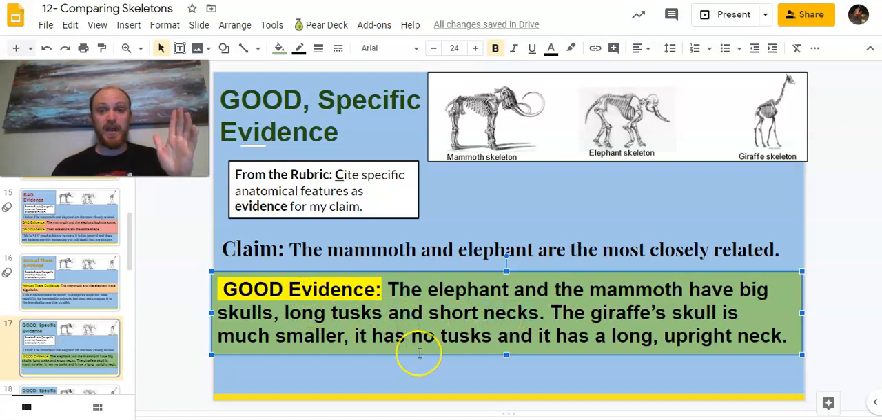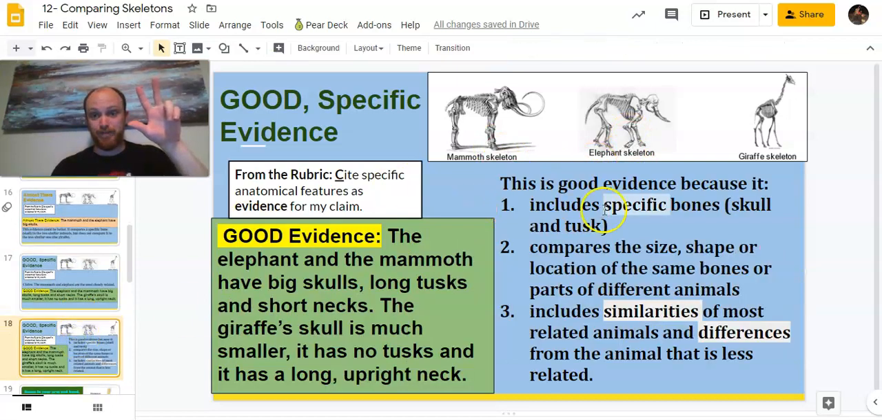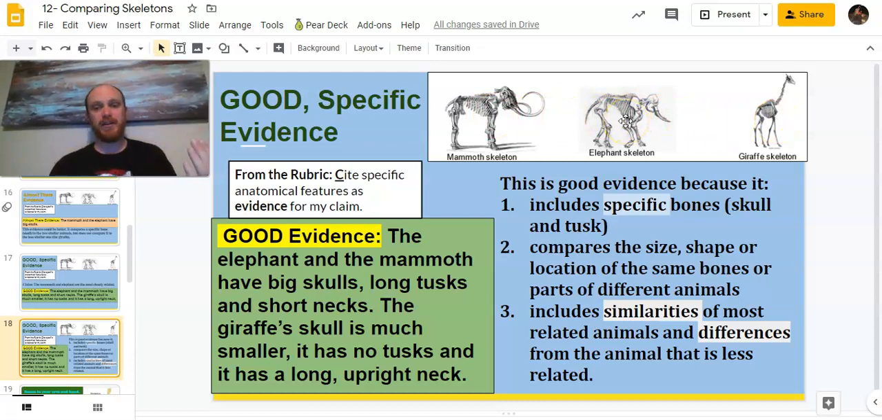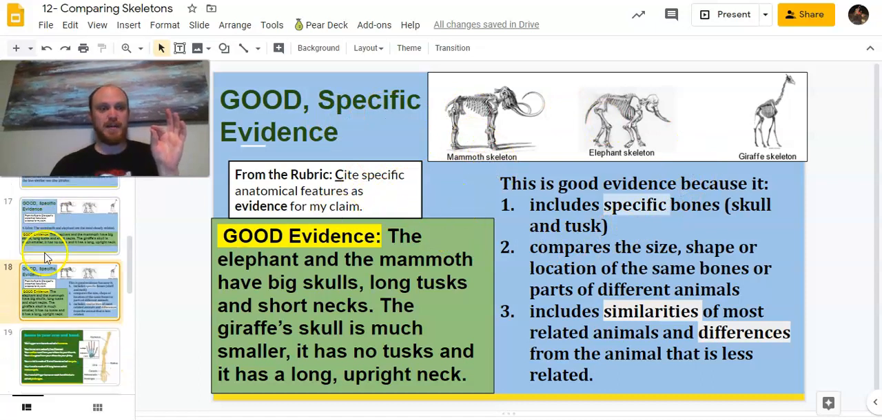This is good evidence. I compared how the two things, this mammoth and the skeleton, were similar. I chose three different things. Actually, there's a whole slide about this. I included the skull and the tusk and the neck. Three different features, and I compared them. And then I went on and said how the third one is different from the first two. That really helps to say these two are similar and this one is different. And then it's very clear evidence. So you can always come back to slide 18 if you want an example of good evidence.